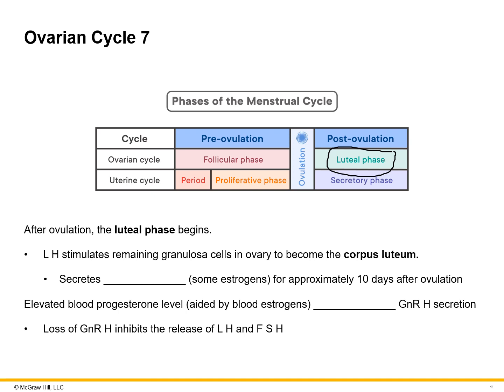So we are inhibiting the secretion of that hormone. The loss of GnRH is going to inhibit the release of LH and FSH. So we're pretty much just protecting and almost acting like the body is pregnant for this time period, about 10 days, until the body decides, okay, is there a fertilized egg or is there not? And that's what will decide the next steps.